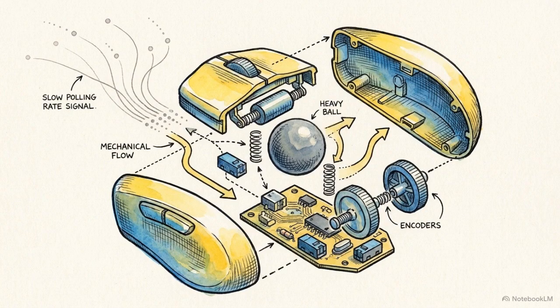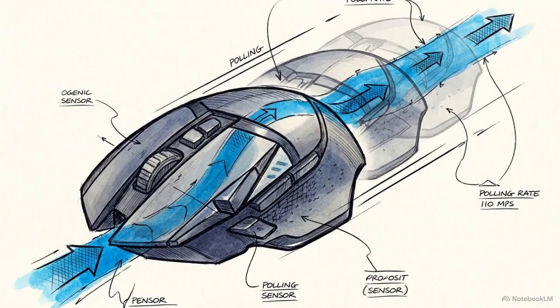Older office keyboards and mice report their position to the computer 120 times per second. Modern gaming mice report at least 1,000 times per second. That difference dictates your input latency.